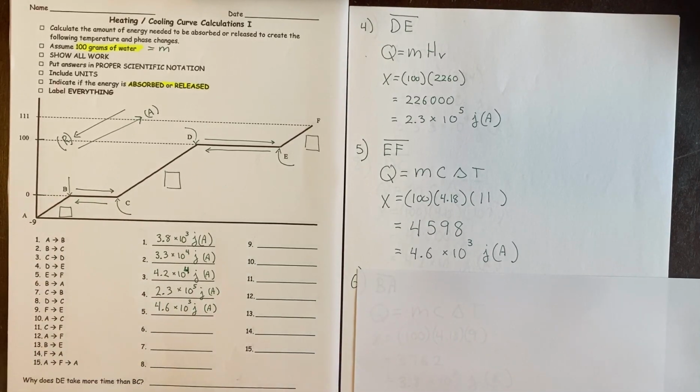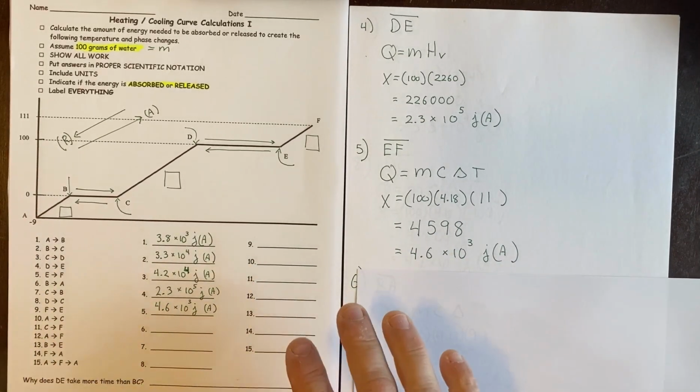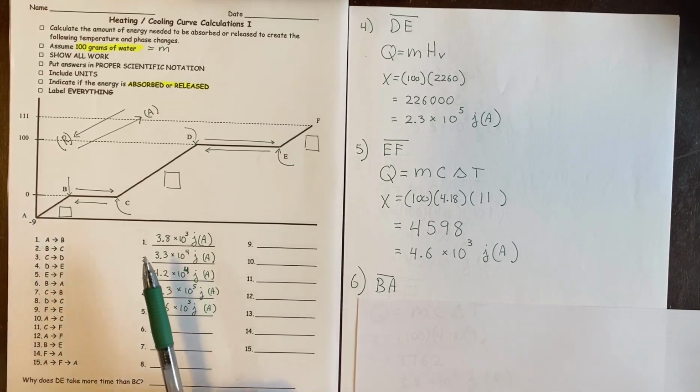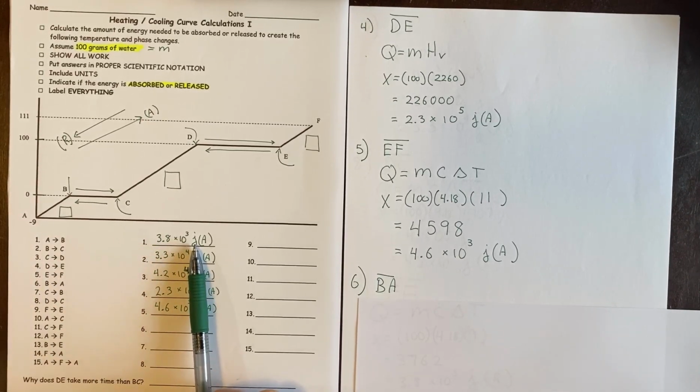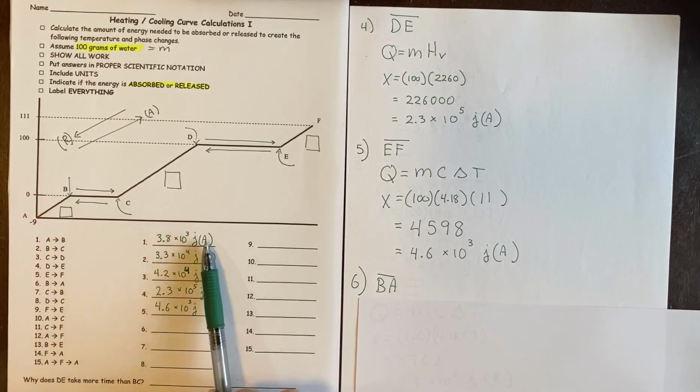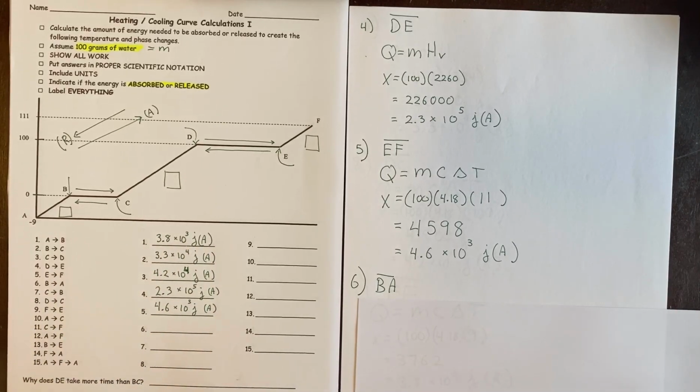Now, I'm going to do one more with you, but turns out, if you've noticed, that I just did everything on the curve. So everything else that we're going to do is going to be some variation. So let's look at BA. So number 6 wants BA. But if you think about this, AB and BA are basically the same thing. What's the only difference? Well, in one, the temperature is going up. In the other, the temperature is going down. So it turns out I know the answer. The answer is going to be 3.8 times 10 to the 3 joules. But because I'm going down from B to A instead of up from A to B, it's not going to be absorbed anymore. It's going to be released.